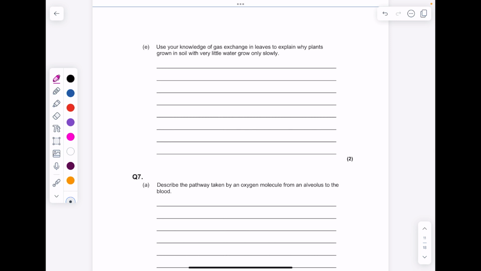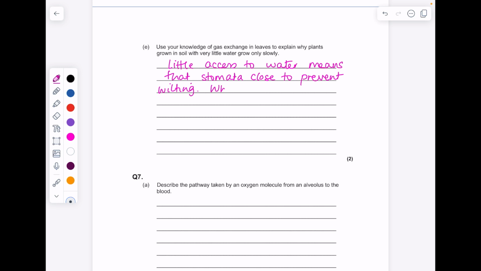Use your knowledge of gas exchange in leaves to explain why plants grown in soil with very little water grow only slowly. I already said this in my video earlier. So little access to water means that stomata close to prevent wilting. When stomata close, less CO2 is absorbed, meaning less photosynthesis takes place.